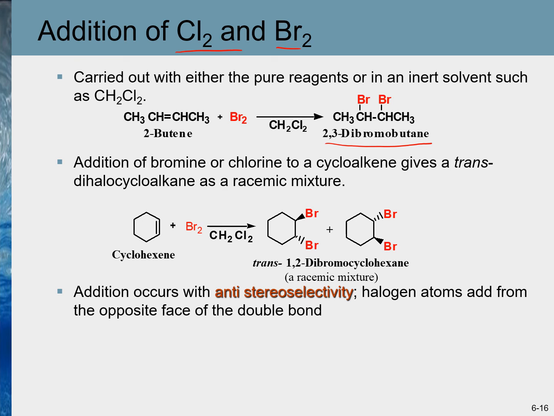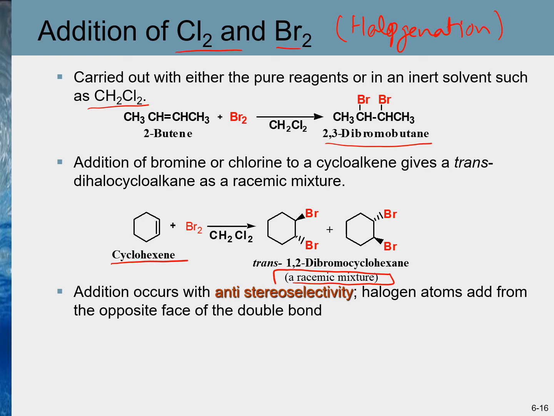This reaction is also known as halogenation of alkenes, and halogenation is usually carried out with either pure halogens or in presence of an inert solvent such as dichloromethane. The addition of bromine or chlorine to cycloalkenes gives a trans dihalo product, and it will be a racemic mixture.